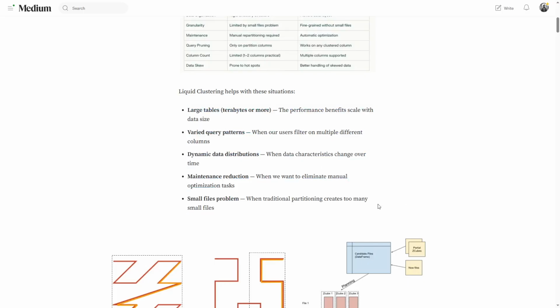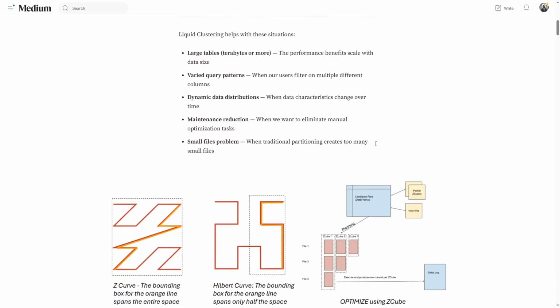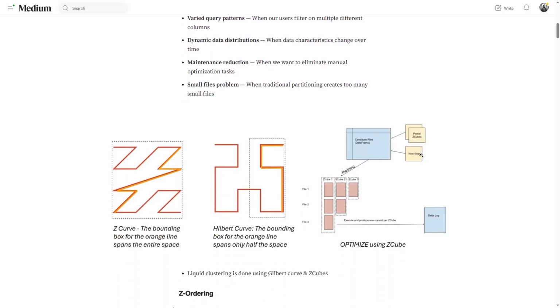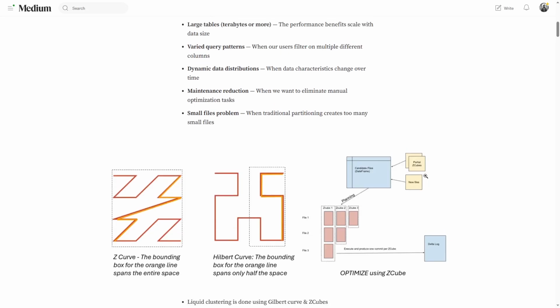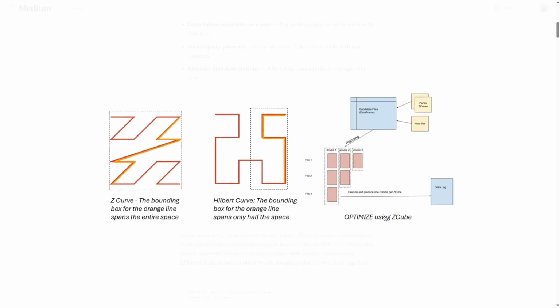So this allows us to work with large tables. If we have varied query patterns or dynamic data distributions, liquid clustering helps. But the only challenge with liquid clustering is that it only works with Delta Lake as of now. It doesn't work with Iceberg or other open table formats.